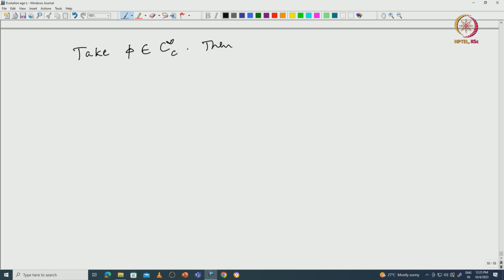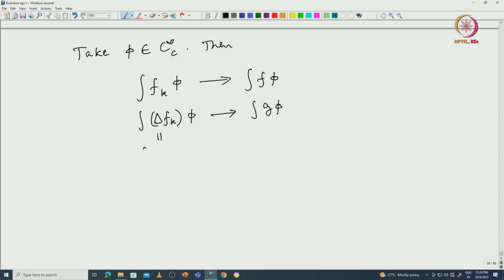Then the integral of f_k phi converges, since f_k converges to f in L2, so this converges to the integral of f phi. Since f_k is in H2, this is also the integral of Laplacian f_k phi, which converges to the integral of g phi. Okay, but this one is the integral of f_k Laplacian phi. And Laplacian phi is again a C infinity function with compact support, and that converges to f.